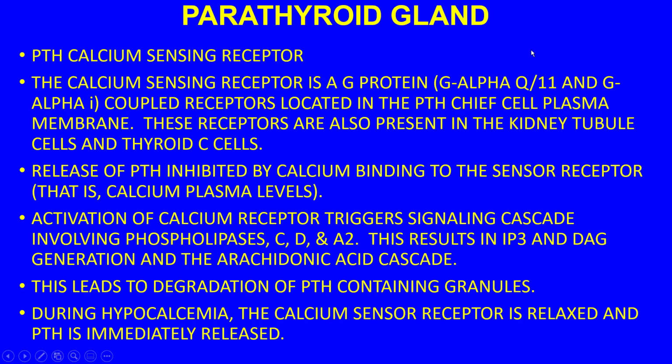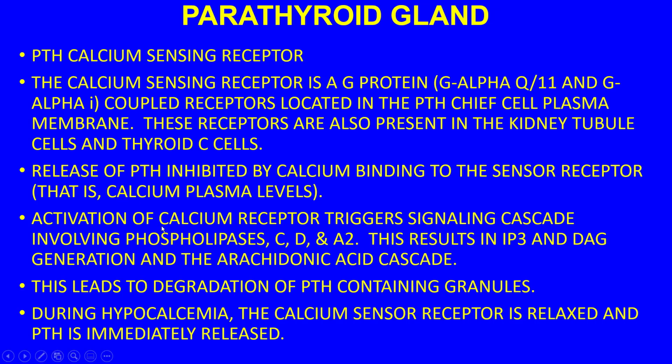The calcium sensing receptor is a G protein coupled receptor. There are several different types: G alpha Q/11 and G alpha I. These are located in the PTH chief cell plasma membrane. These receptors are also present in the kidney tubule, interestingly enough, as well as the thyroid C cells. Release of PTH is inhibited by calcium binding to the sensor receptor. So basically, as your calcium plasma levels exist, some of the calcium will bind to the sensor, and that will start triggering an inhibitory reaction that will reduce PTH release.